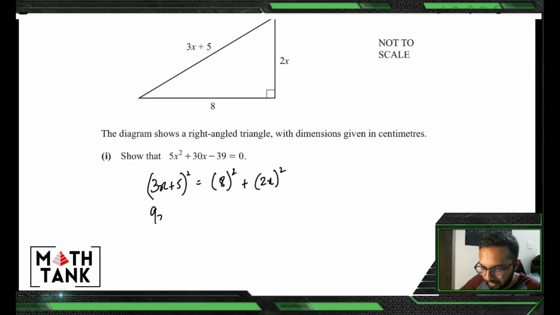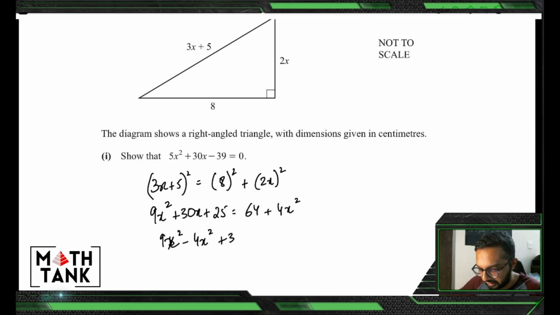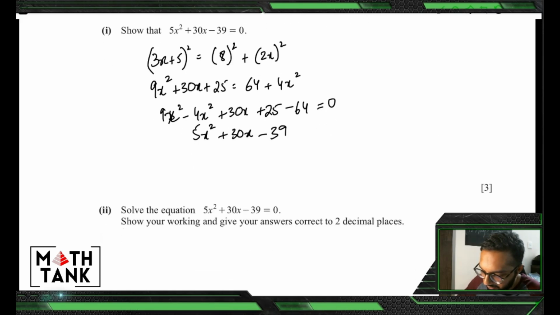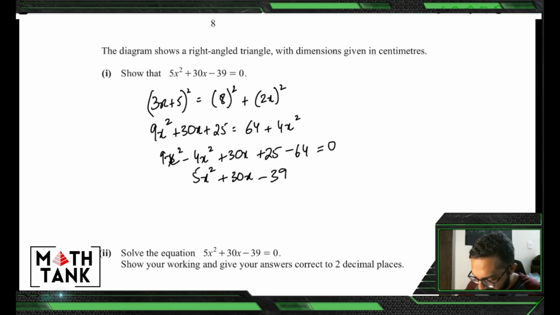So expanding this, 9x squared plus 30x plus 25 equals 64 plus 4x squared. So 9x squared minus 4x squared plus 30x plus 25 minus 64 equals 0. So 5x squared plus 30x, 25 minus 64, minus 39. Okay, yeah, that's the correct solution.